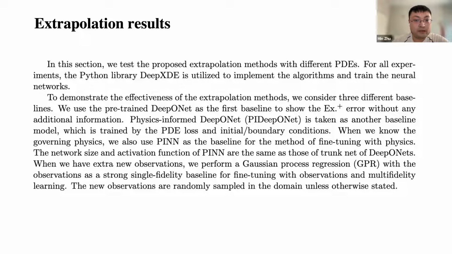In the GPR method, we only use the new observations rather than using both high and low fidelity data sets.